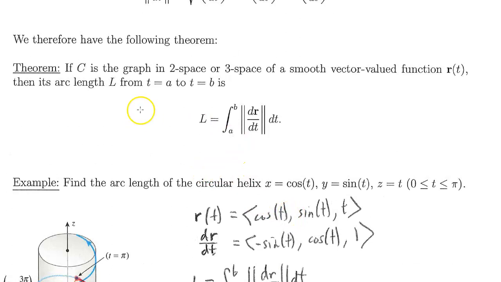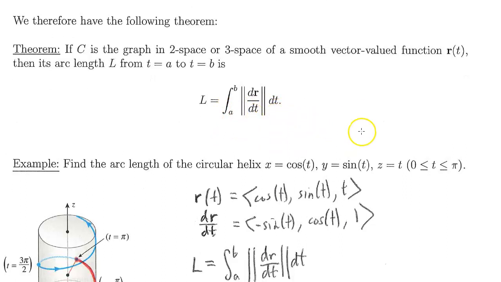We have the following theorem. If C is the graph in 2 space or 3 space of a smooth vector valued function r of t, then its arc length, the arc length of this curve, which we'll call L, from t equals a to t equals b is given by this formula. So that's just another way of writing the formula that we had above. Okay, so let's do an example.